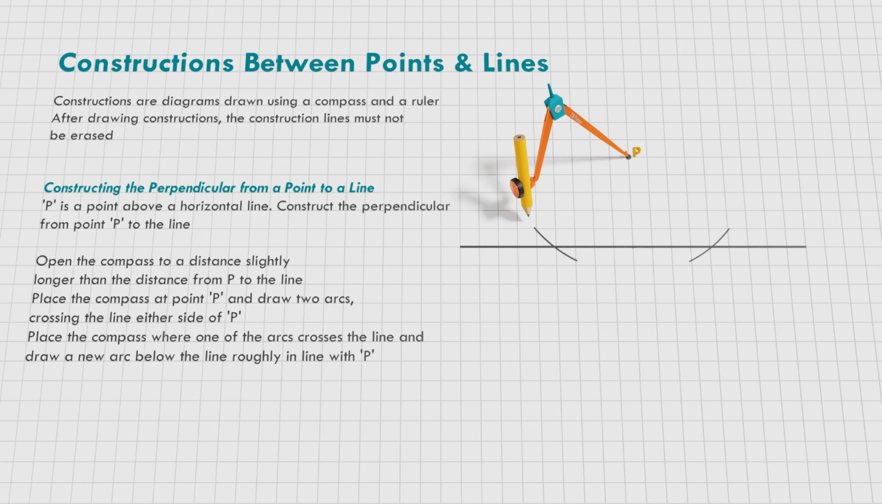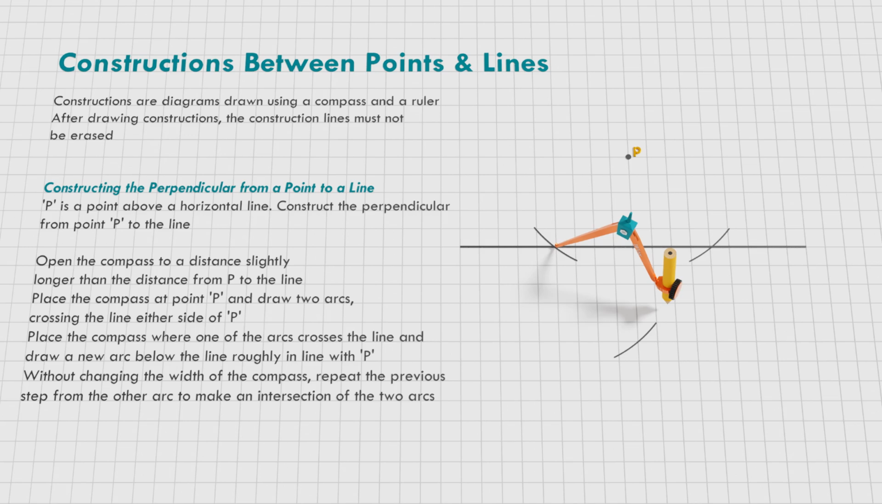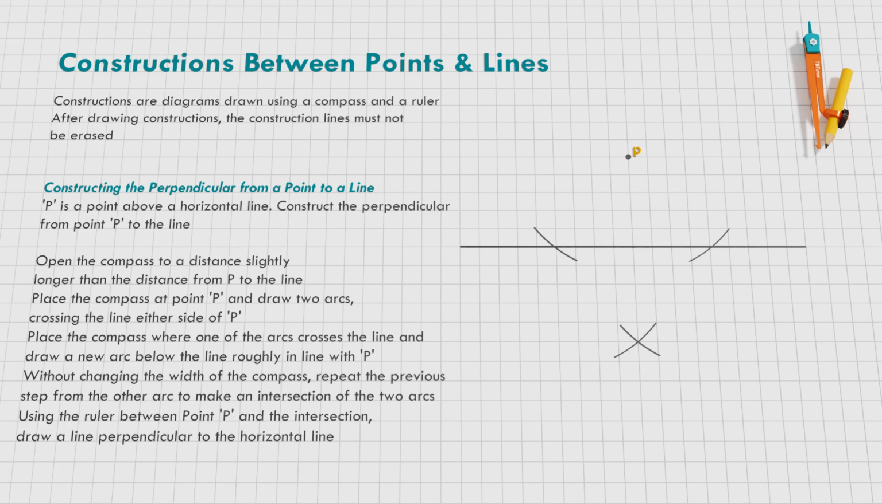We now place the compass where one of the arcs crosses the line and draw a new arc below the line roughly in line with P. Then, without changing the width of the compass, we repeat the previous step from the other arc to make an intersection of the two arcs. Using the ruler between point P and the intersection, we can now draw a perpendicular to the horizontal line.